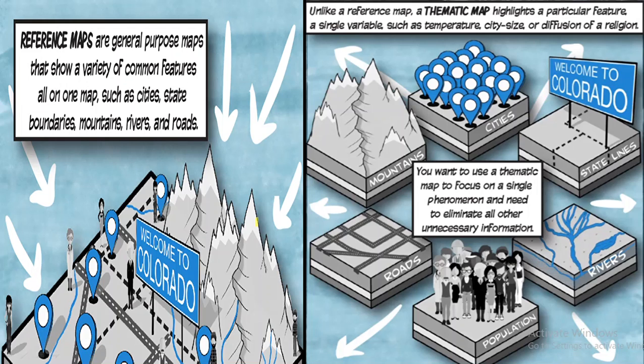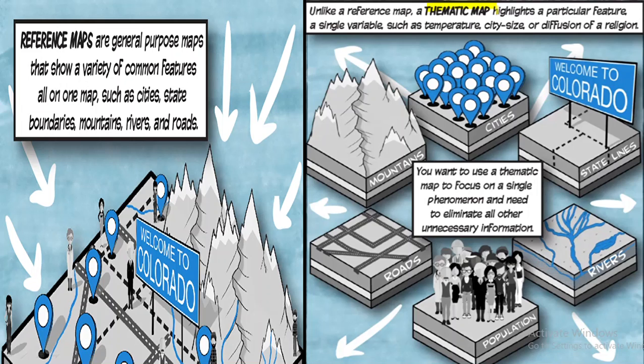If you are browsing Google Maps, then you know that there are so many features on it. You can view the geographical terrain, you can view the political boundaries, you can view the rail links, road links, rivers, mountains. So there's a variety of common features, a variety of information on a general reference map or a general purpose map. And we have thematic maps. So a thematic map is a special purpose map.